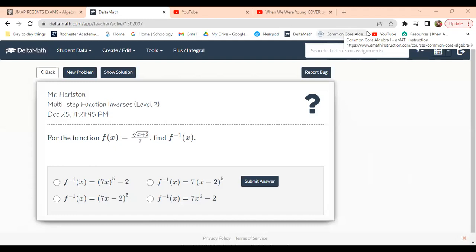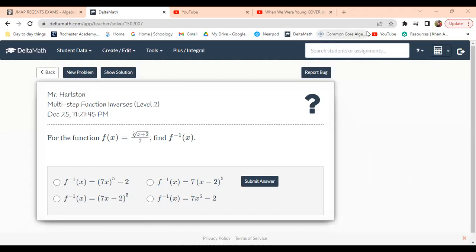I am going to create a video on how to do inverse functions. A lot of students generally struggle with inverse functions until they kind of figure out the pattern. And I'm going to try to explain it a little differently.